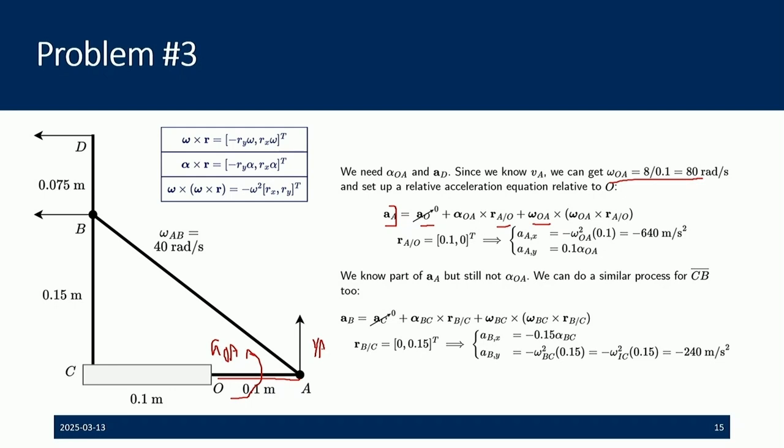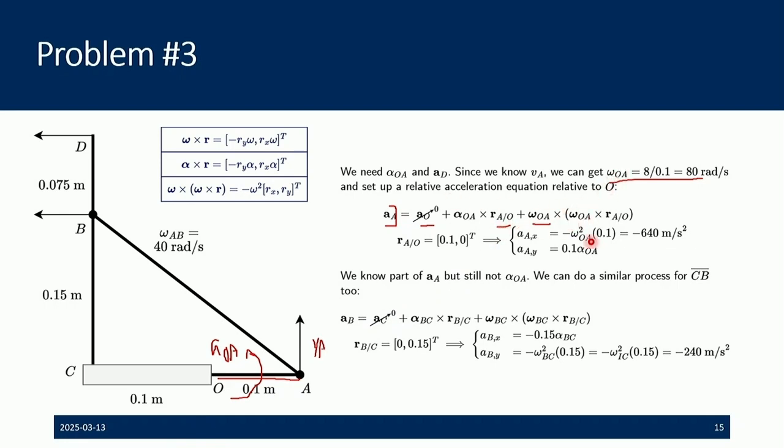We found it because we know the velocity at A, and we know the position vector of A with respect to O in this case. It doesn't line up with omega AB. It's different. These are two different rigid bodies. They have to have different angular velocities. Okay, so this omega OA is what's going to be supplied to this relative acceleration equation here. So this goes in here.